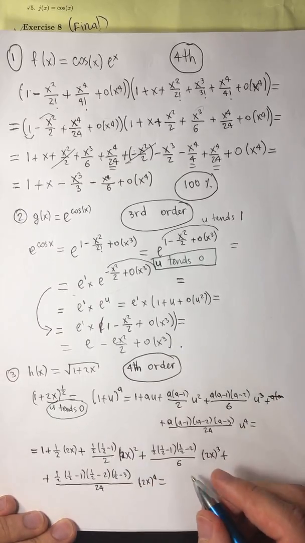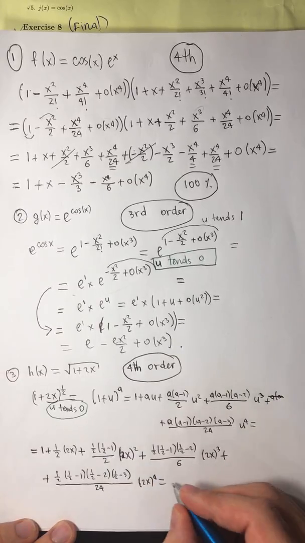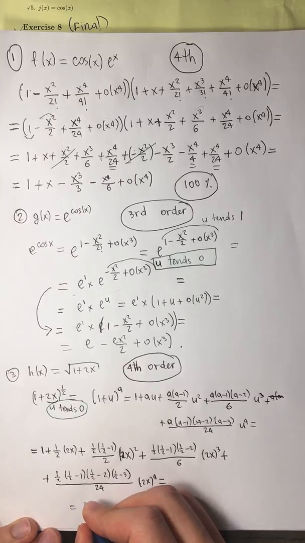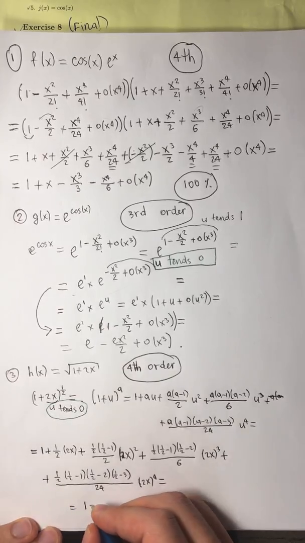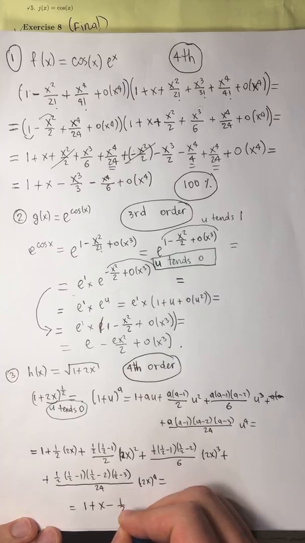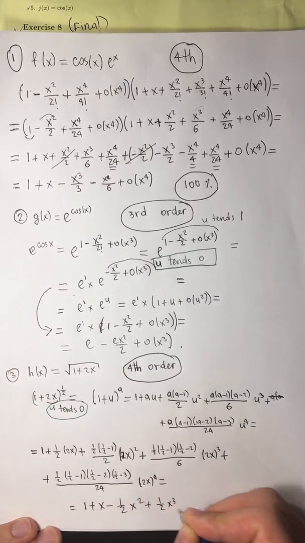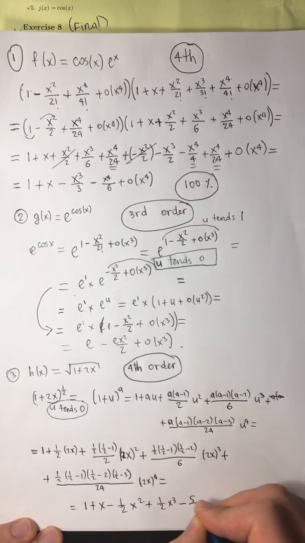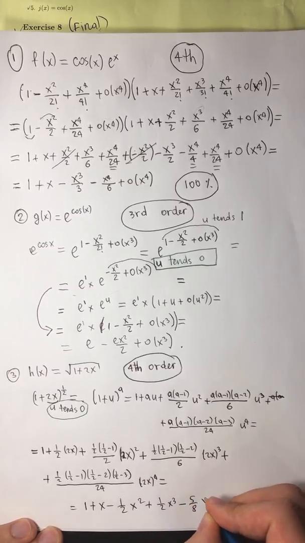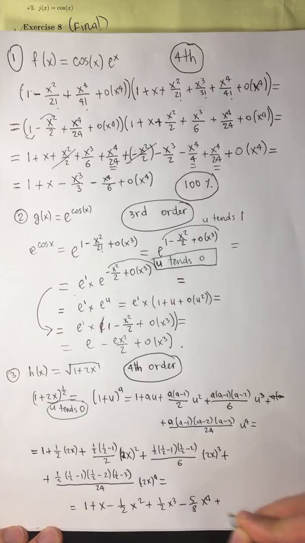And if you simplify this one, you will get this answer: 1 plus x minus 1 over 2 x squared plus 1 over 2 x cubed minus 5 over 8 x to the 4 plus o(x to the 4).